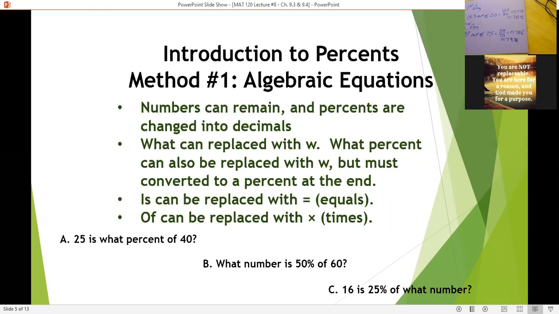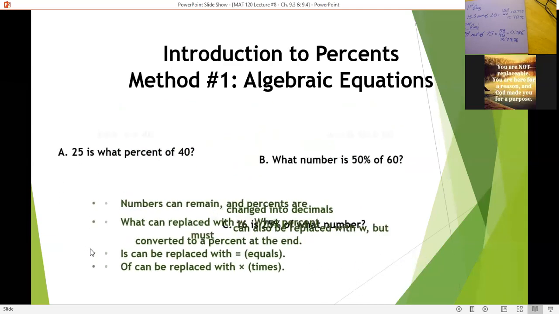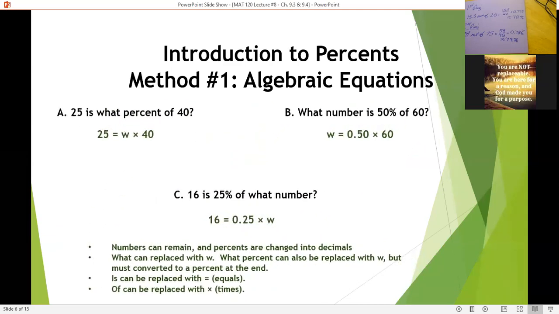Also, when you see is, we're going to ask you to change it into equals. And when you see of, we're going to ask you to change it into times. So now you might be able to look at these three statements and think about what the associated equations would be. Like, for example, this one, 25 is what percent of 40? We're thinking it's 25 equals X times 40, or W times 40, as you see right there.